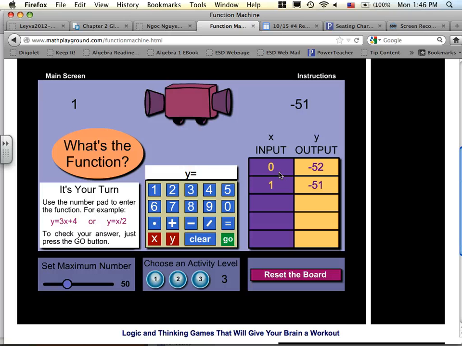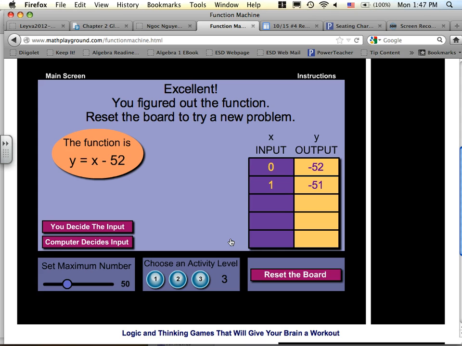What does it do? So how do you write this as a function? Y equal what? X minus 52, you said. Okay, let's see if that's going to work, okay? So you're saying this is your function. So if I take a 0 and put into X, 0 minus 52 is? Good. If I take 1 and put it here, 1 minus 52? Oh, it does work. There it is. See it?